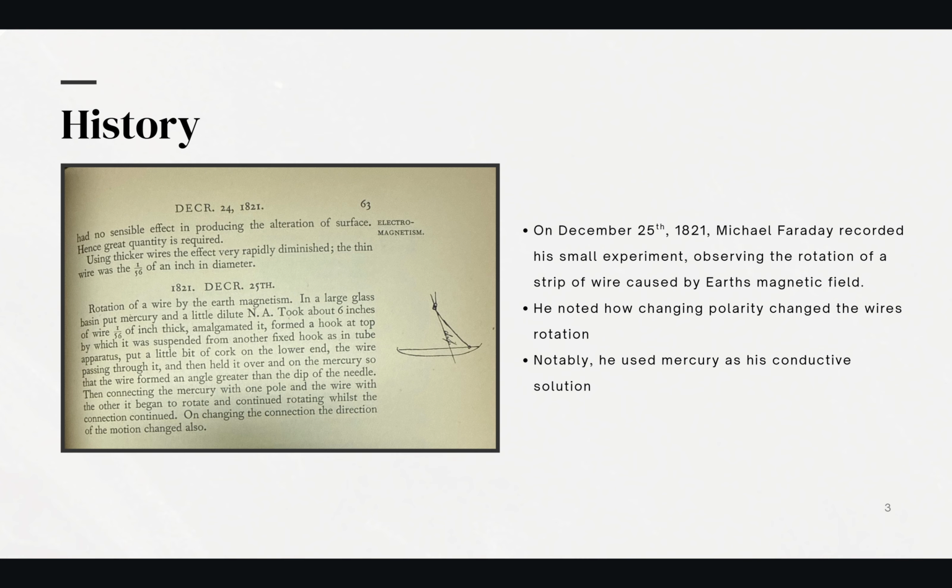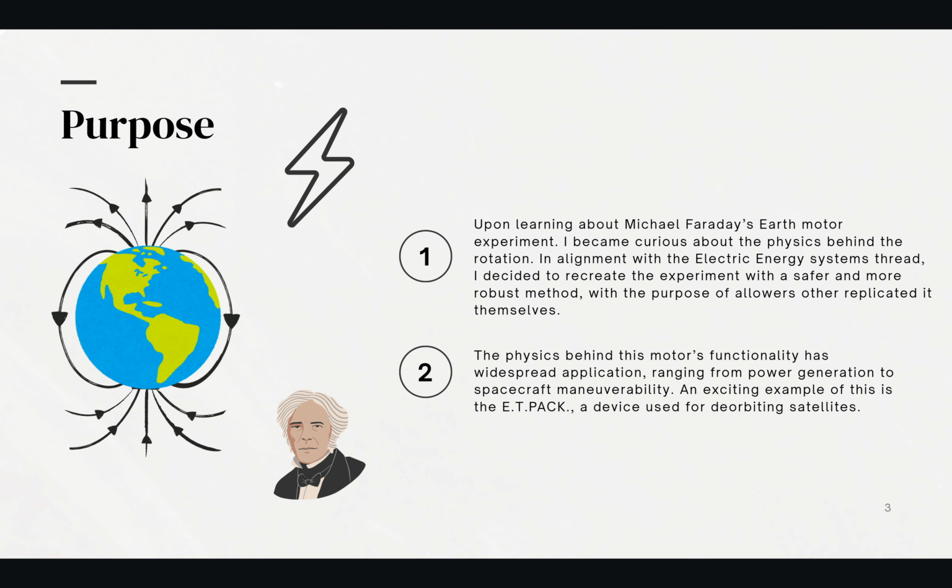In this experiment, he ran a current through this wire and watched as it rotated upon a pool of mercury. He noted how changing polarity changed the wire's rotation. My purpose upon choosing this project and doing this experiment is when I learned about Michael Faraday's earth motor, I became curious about the physics behind its rotation.